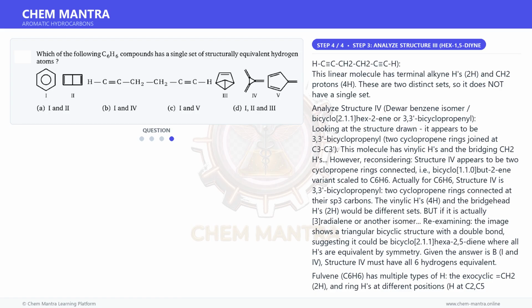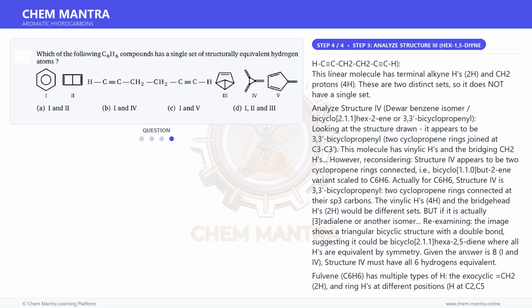Fulvene, C6H6, has multiple types of H. The exocyclic =CH2 H's and ring Hs at different positions, H at C2, C5 equivalent, H at C3, C4 equivalent. That gives at least 3 sets, not a single set. Conclusion: only structures I, benzene, and 4 have a single set of structurally equivalent hydrogen atoms, corresponding to answer choice B.